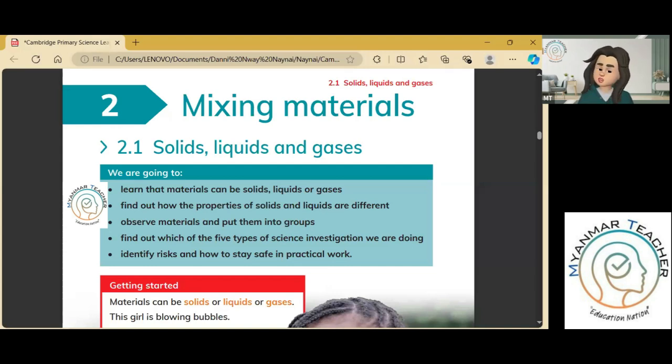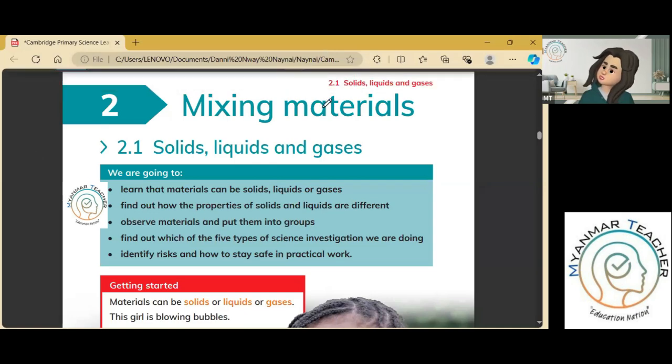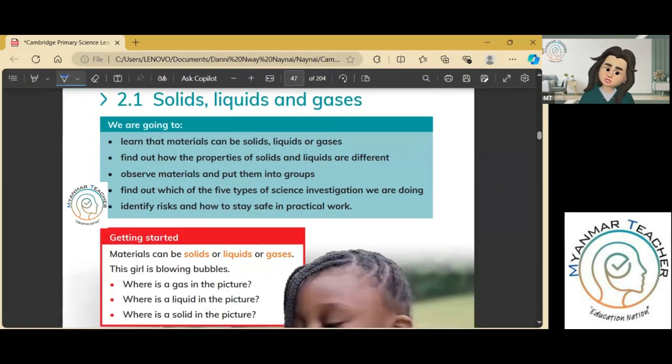So our next topic is 2.1, which is basically mixing materials. That's what the topic is about. It's about solids, liquids, and gases, and we'll learn that in the next video.